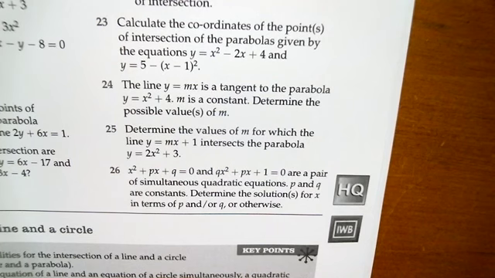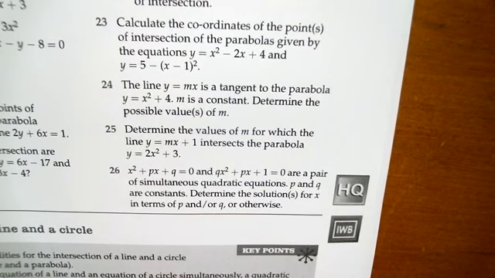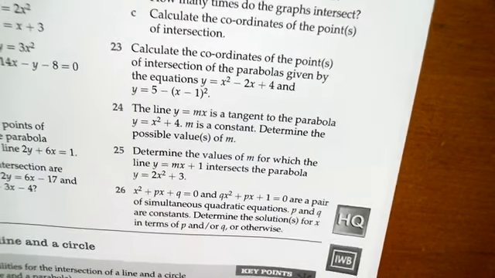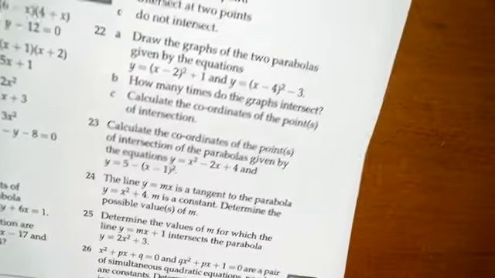All right, so there's possibly more than one value of m. In other words, it possibly touches the parabola at more than one place. Well, let's have a look. Let's see if we can work that one out. So let's write down that information first.